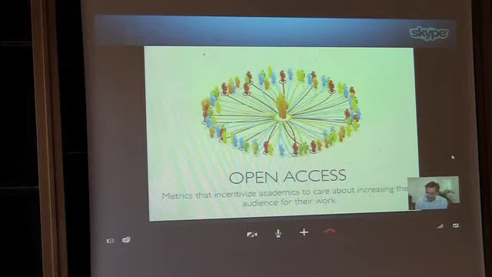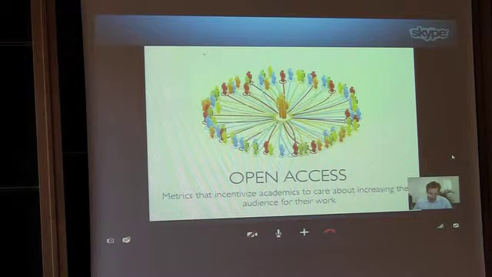And then on open access, I remember when I was doing my DPhil, a couple of colleagues occasionally mentioning, well, I don't care how many people read my paper, I just care what journal it was published in. And I think we need to build metrics that incentivize academics to actually really care about how big the audience is for their work. And I think once you start having those metrics, then people will see that open access is the best way of sharing their work.